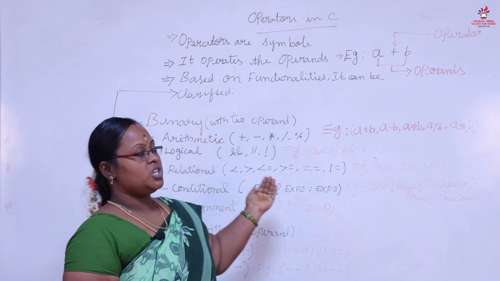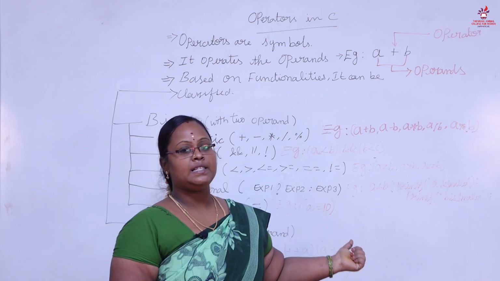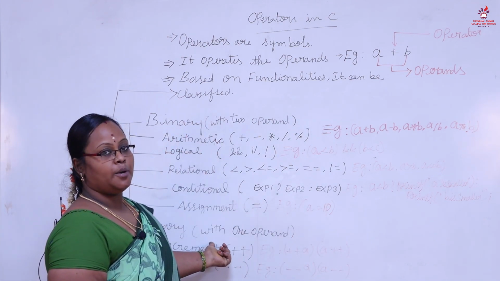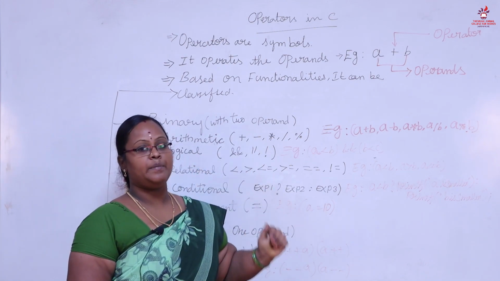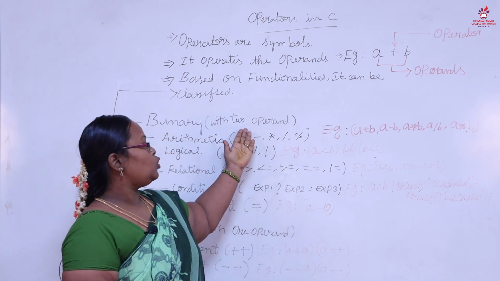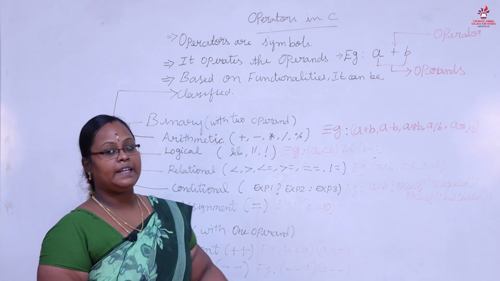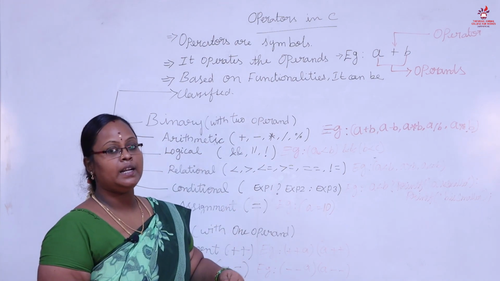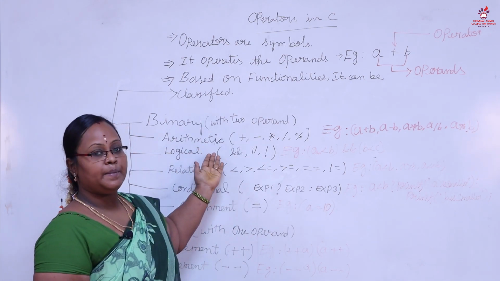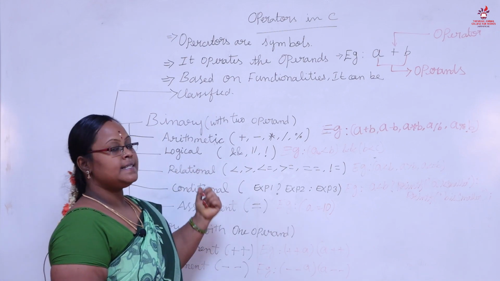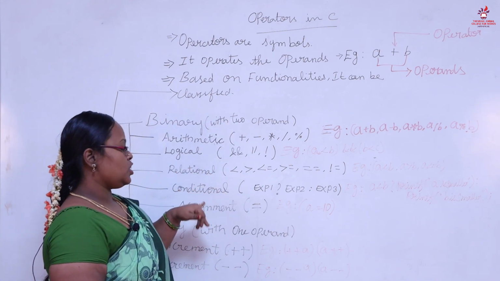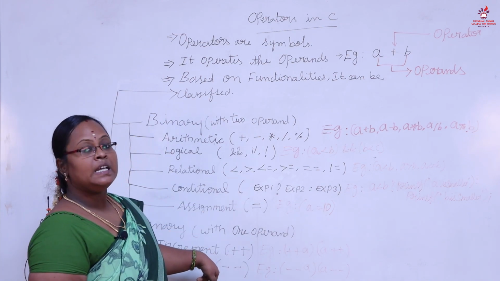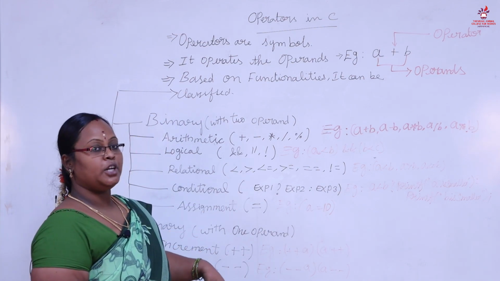Based on their functionalities, operators can be classified into different categories, like binary operators and unary operators. Binary operators operate with two operands. A unary operator operates with a single operand. Binary operators can be divided into arithmetic operators, logical operators, relational operators, conditional operators and assignment operators. Unary operators include the increment operator and decrement operator.